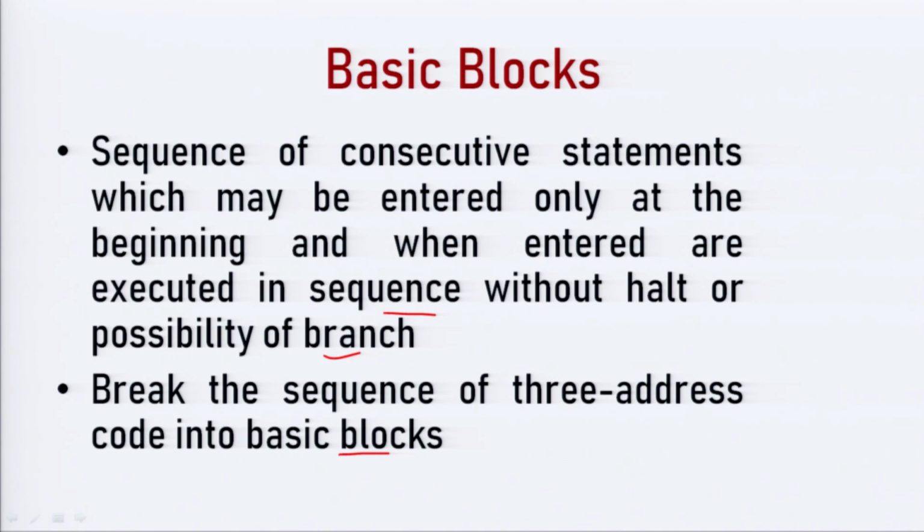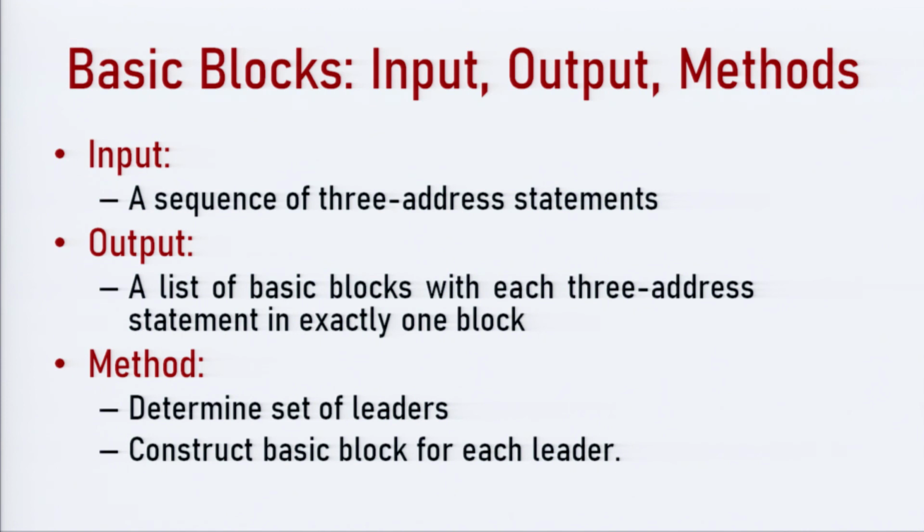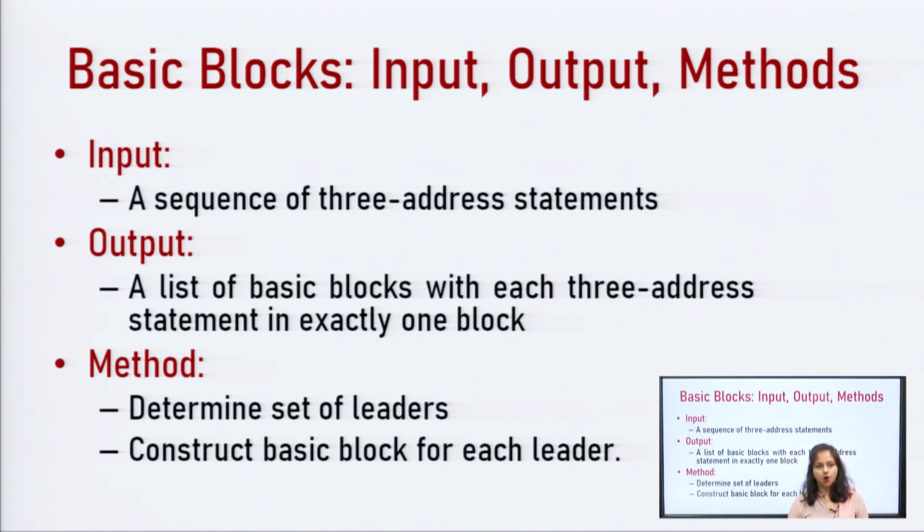So, first we will see how to get the basic blocks. The idea is, for basic blocks there will be input, output and some method to get them. The input is the sequence of 3 address code statements, so the whole intermediate representation in 3 address code will be the input. The output is a list of basic blocks with each 3 address statement in exactly one block.